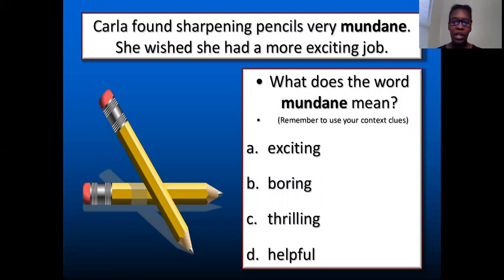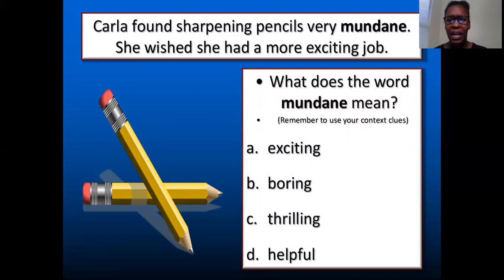Okay, so if you look at your sentences, remember you have to be like a shark, look all around, not just in that sentence. You can look at the sentence above it and the sentence below it. Now, it says she wished she had a more exciting job. So if she thinks her job is not exciting, what could she think that her job is then? Let's look at the choices. A, exciting, but she just said she wished she had a more exciting what? Job. So A, definitely we can go ahead and eliminate, all right?